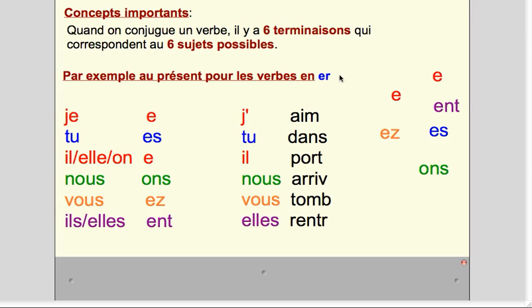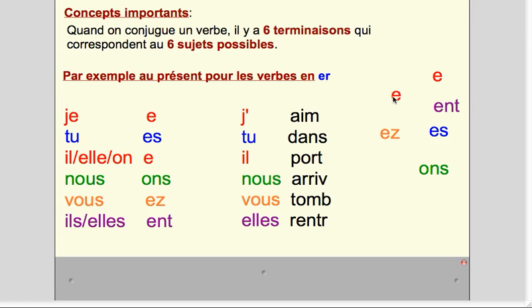So in the present tense for ER verbs, these are the endings we want to see. If you have je, you absolutely want to see an e. Tu, you want to see es. Il, elle ou on, you want to see e. Nous, you want to see ons. Vous, you want to see ez. Ils ou elles, you want to see ent, which by the way is not pronounced "en," but simply e. Okay? So here are some stems of different verbs, and we are going to make the outfits match.